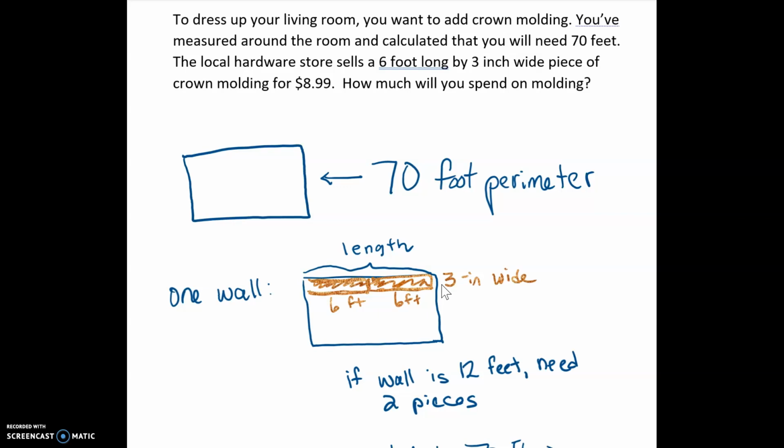They sell it in different sizes. They'll sell 2 inch, 3 inch, 4 inch, 5 inch if you have big walls. So that part is really just the style. The part that's really important is the length of it. So if our wall were 12 feet long, then we would lay 2 pieces of our crown molding side by side, and it would cover the wall. So the real thing that matters here is the length of the crown molding, not the width at all. That's just describing the style.